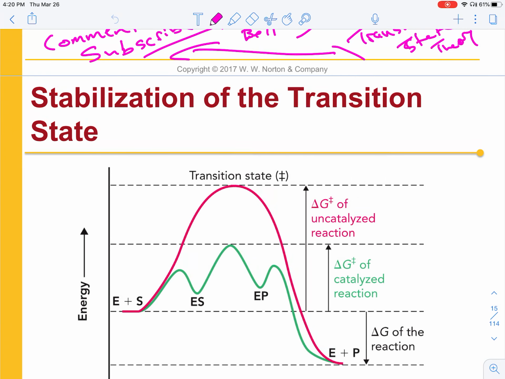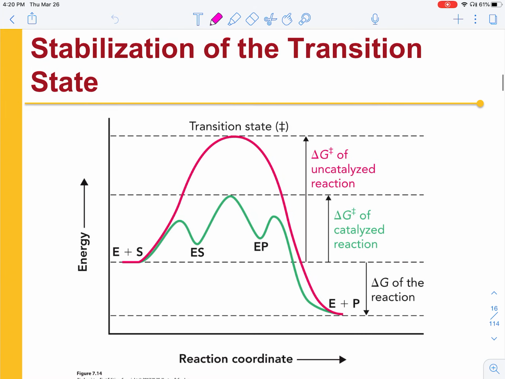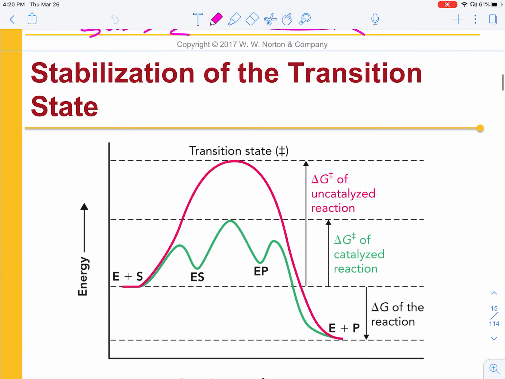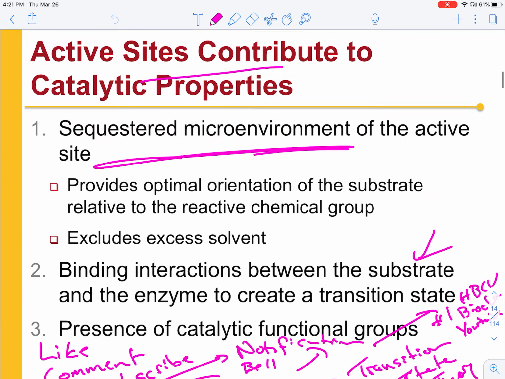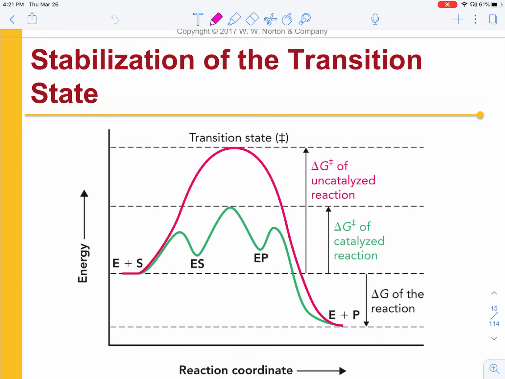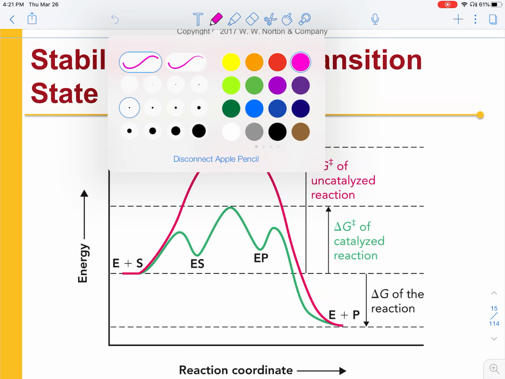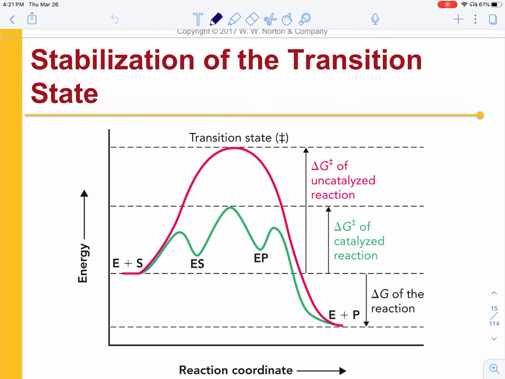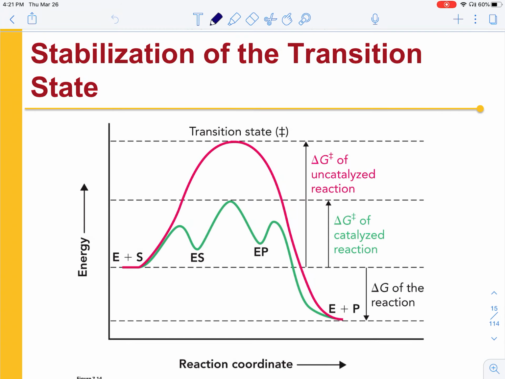Okay, so we are back to our enzyme kinetics, and we're looking at the transition state theory in terms of how enzymes work. And this is what I kind of did on the whiteboard earlier.